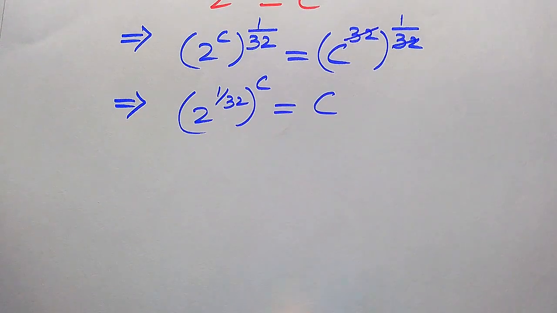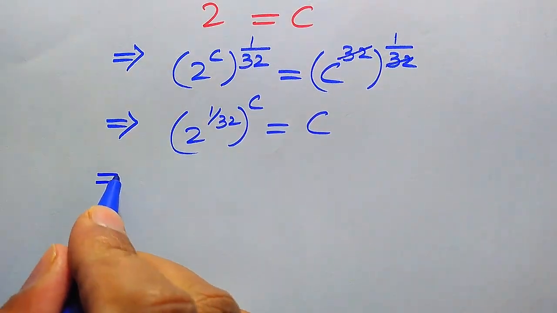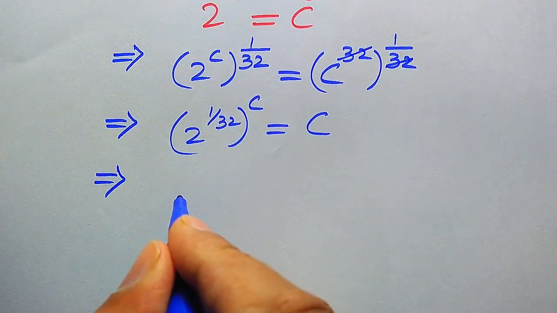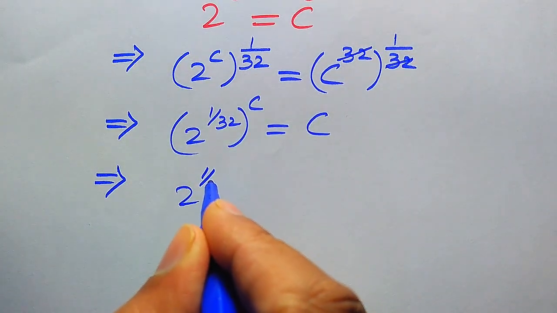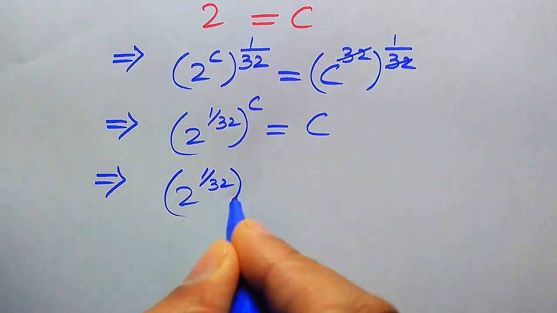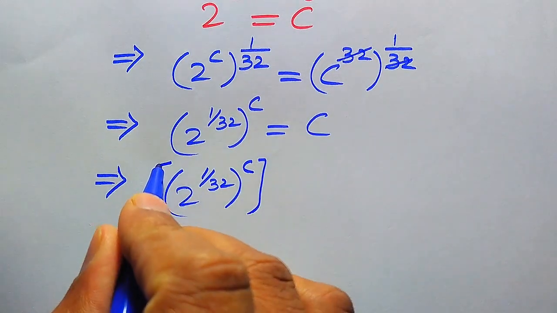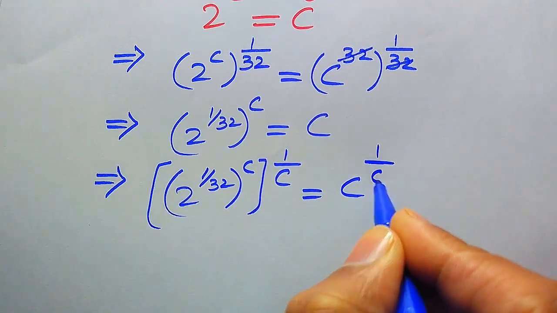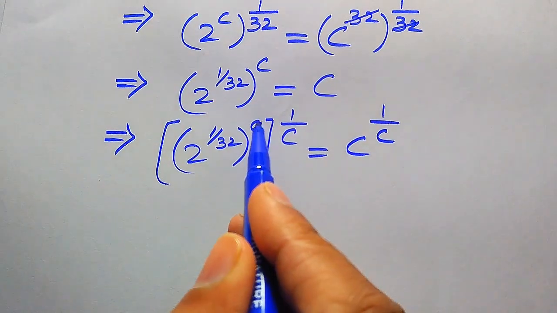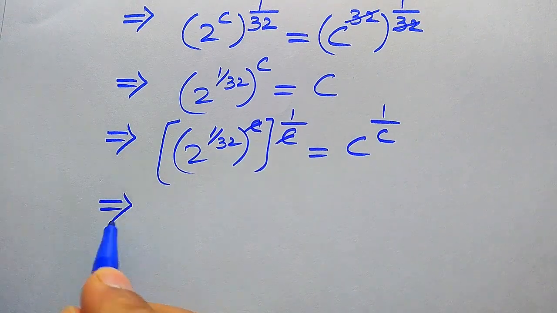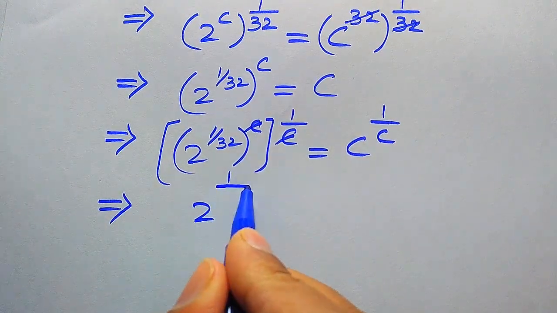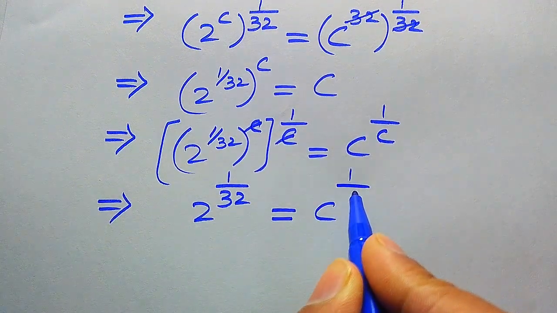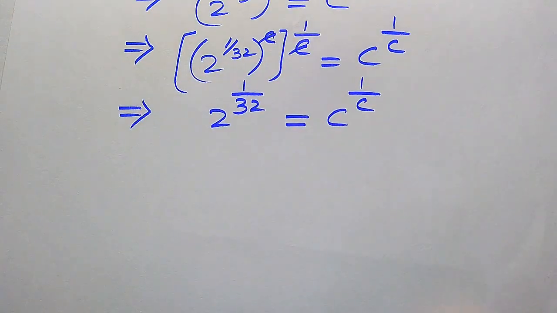In the next step, we have moved our constant term to the left hand side, and now we need to move the variable term to the right hand side. For this we take the cth root on both sides, or in other words we take 1 over c power on both sides. Now this c and this c cancel out each other, and on the left hand side we get 2 to the power of 1 over 32 is equal to, on the right hand side, c to the power of 1 over c.